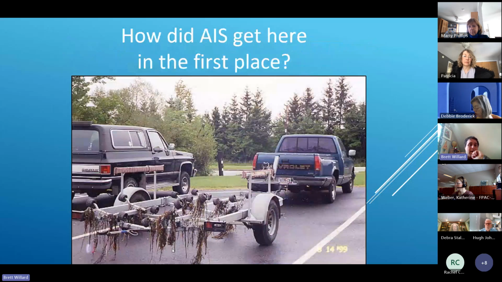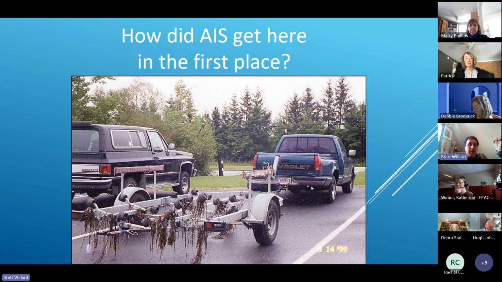So how did aquatic invasive species get here in the first place? Well, it's important to know that aquatic invasive species are hitchhikers. AIS plants, aquatic invasive species plants, hop from lake to lake with the aid of people. They hitch rides on boat trailers, on fishing gear, on engine props. Anything that you're putting into the water that can come in contact with plants can take plants out.